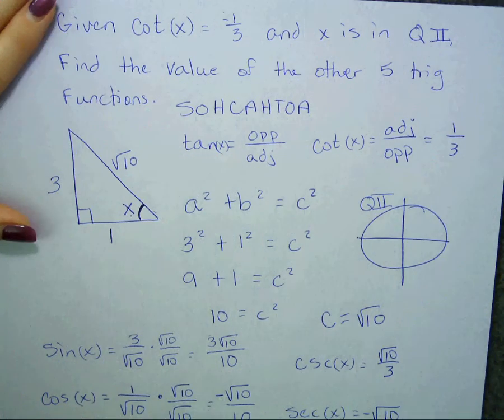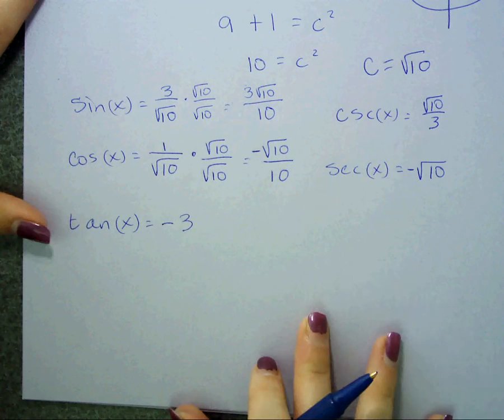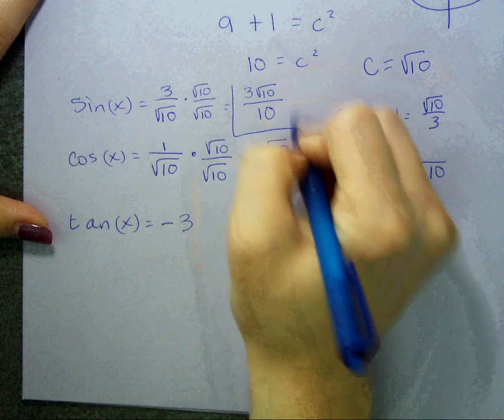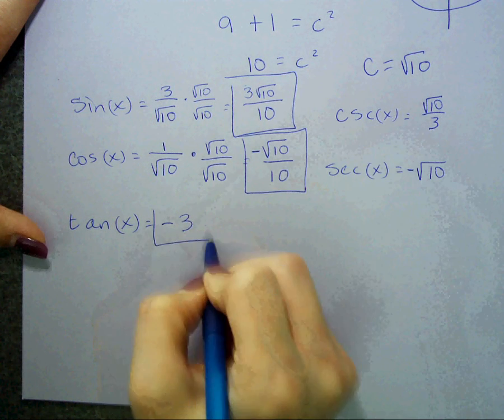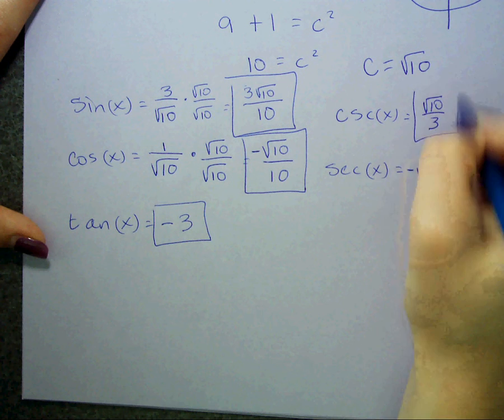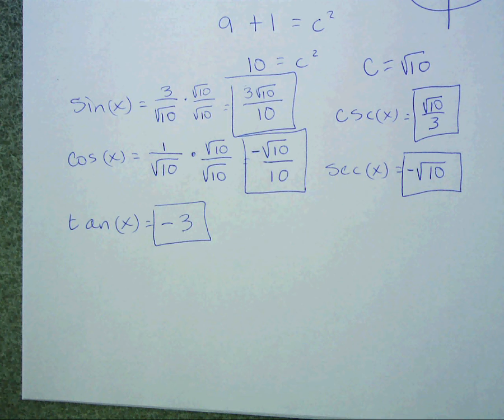Our original problem asked us to find the value of the other 5 trig functions, and we found sine, cosine, tangent, cosecant, and secant, all values for the other 5 trig functions.